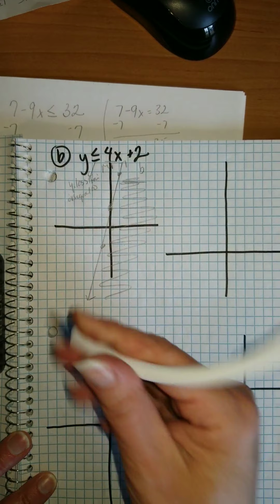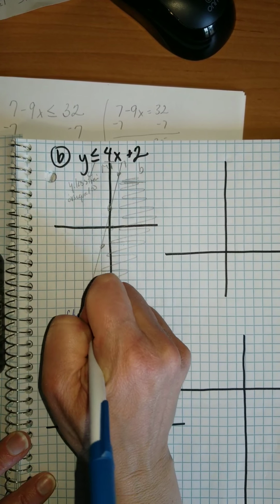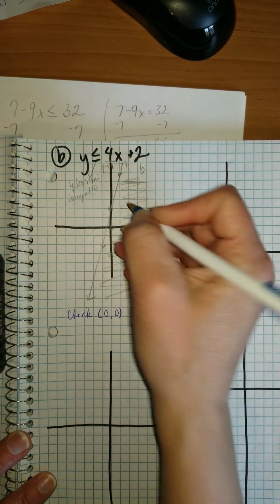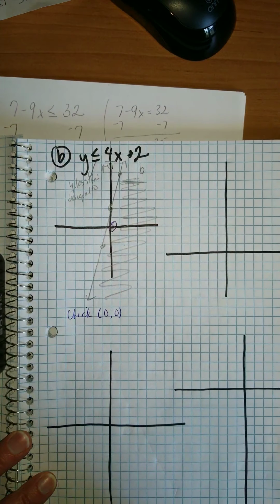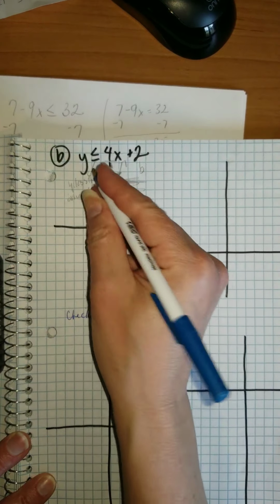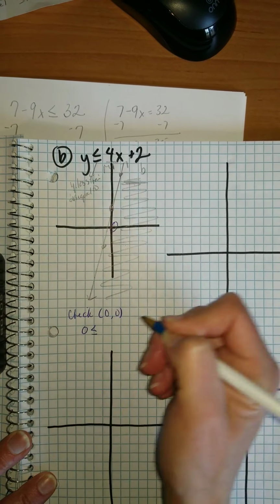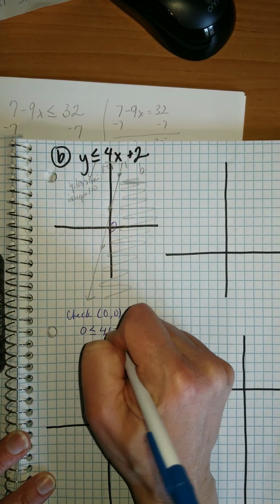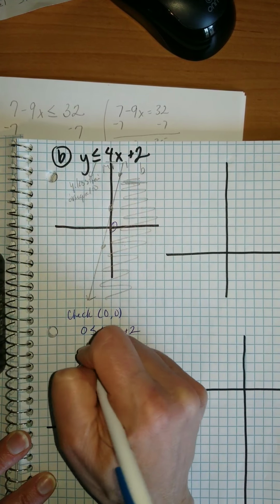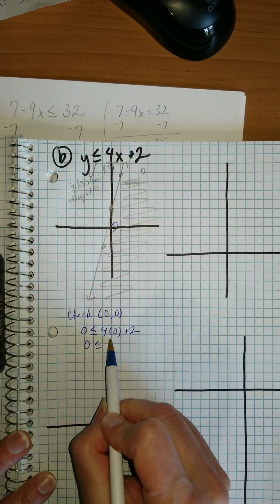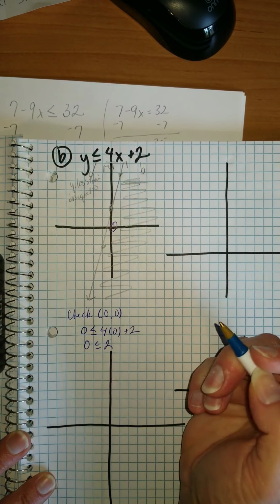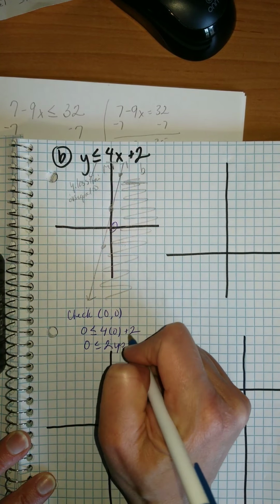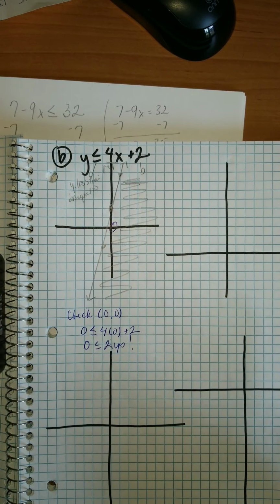All right, and if you want me to further check, I'm going to check the point 0, 0 because that's right here. Should it work? Yes. So putting 0 in for y, 0 is less than or equal to 4 times 0 plus 2. So 0 is going to be less than or equal to 4 times 0 is 0 plus 2 is 2. Is 0 less than or equal to 2? Yes. So that works.